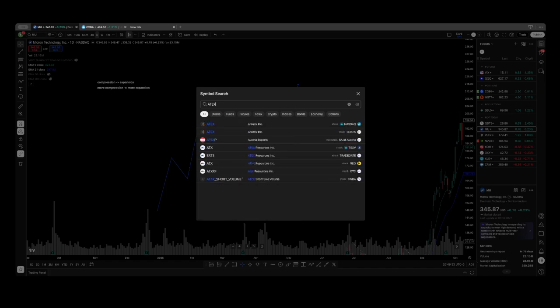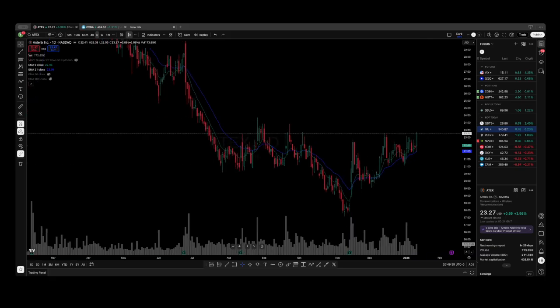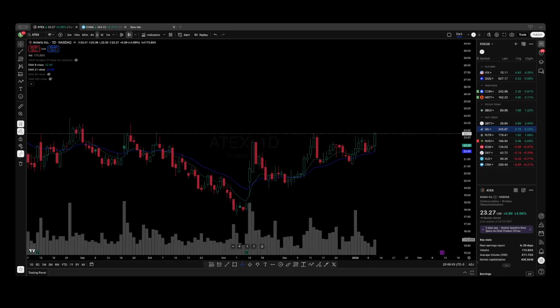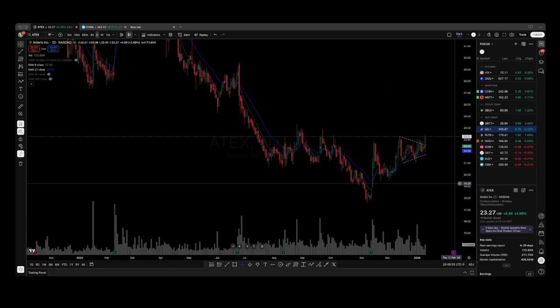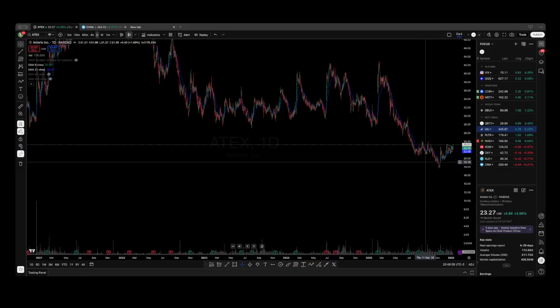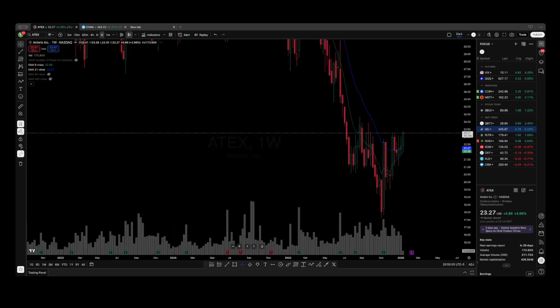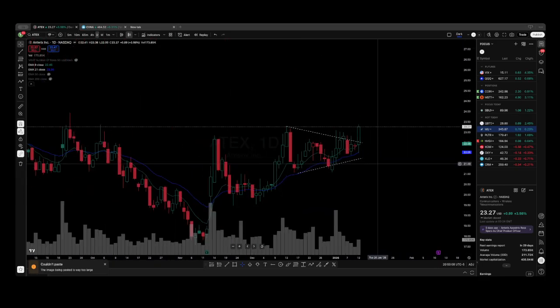ATEX. It is compressing, right? If you look at it from this perspective, it's actually not a bad chart. It's a bit too dead for my liking, and it is a small cap. You gotta watch out with those. But if we're talking about technicals specifically, then yeah, this is some clean compression.